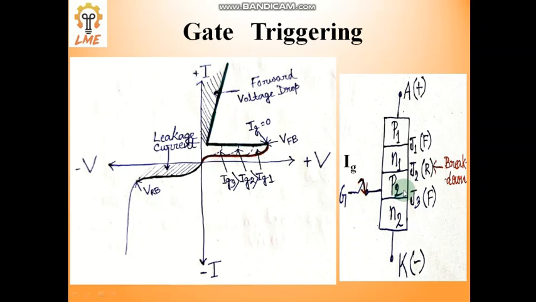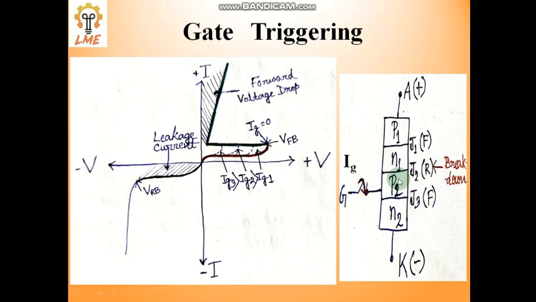Now my question: how do we provide the pressure through the gate? Let's check. Through this gate terminal, we are injecting some holes into this P2 layer. So when we inject some extra holes into this P2 layer, what will happen?